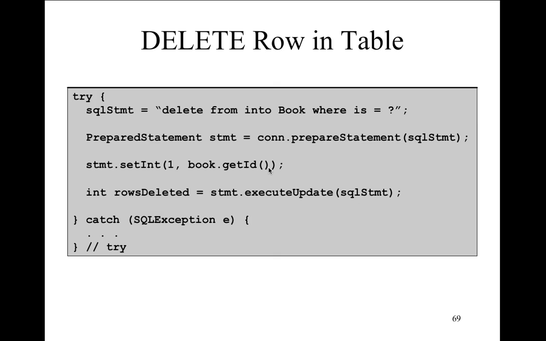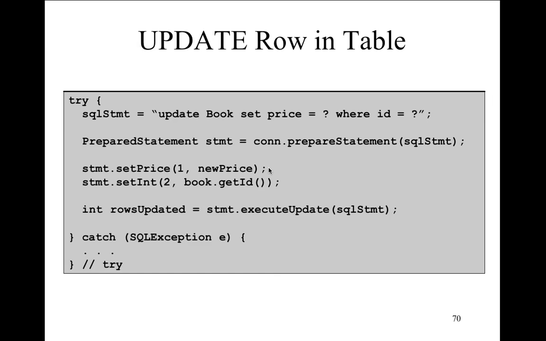An update, and I'm going to fly through these examples because it makes more sense when I show it to you live, but I'm not going to do that today. I'll do it next week, or the following week. We'll eventually get to it. Here's the update. Set the price to something where the ID is equal to something, and it's the same code over and over again. It's just using set price, set integer, set the ID.